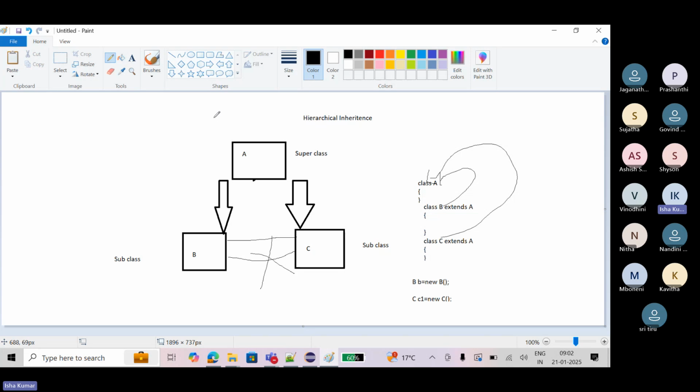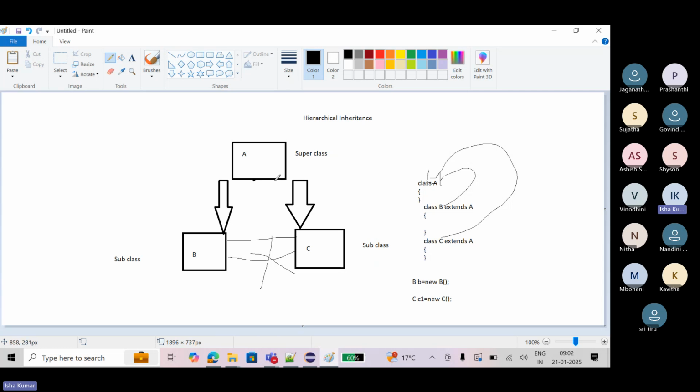They don't belong to the same family. This B child is from a different family, C child is from a different family. So how is that differentiation? From the extends point of view, it is similar. How is it similar? Both are extending A: B extends A, and C extends A.